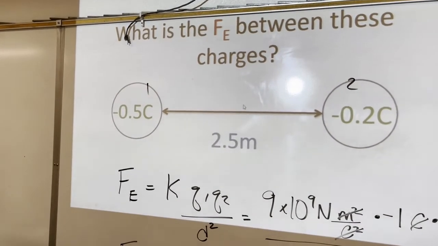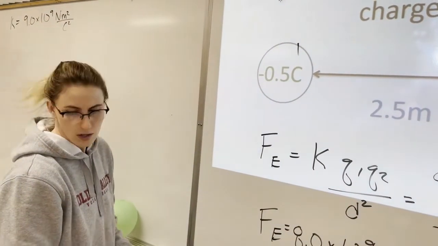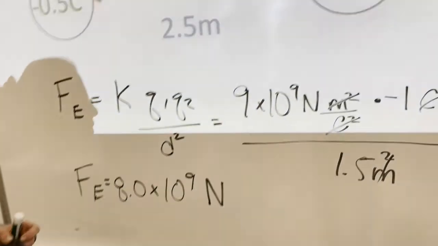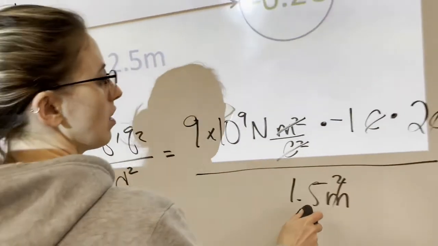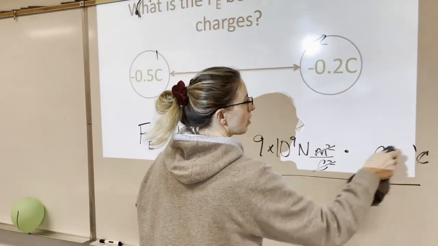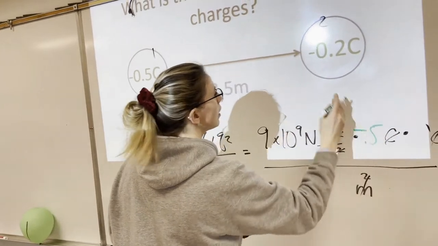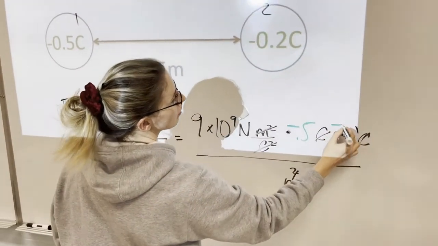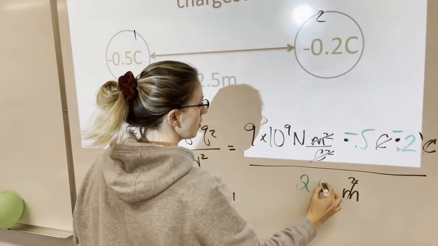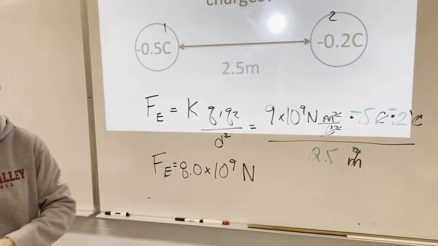Same thing, but different numbers. So now we're 2.5 meters apart, and we got less charge. I'm only going to erase this and the bottom. Everything else stays the same. All right, so here's my first charge, which is -0.5 now, and here's my second charge, which is -0.2, and then another 2.5 meters apart. Don't forget to square them. Okay, so here we go.